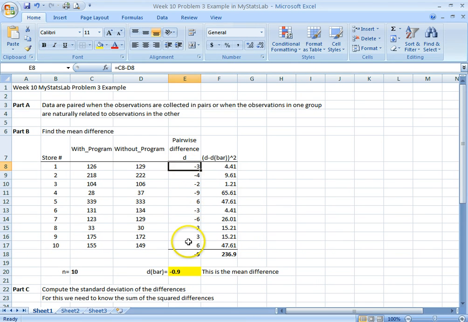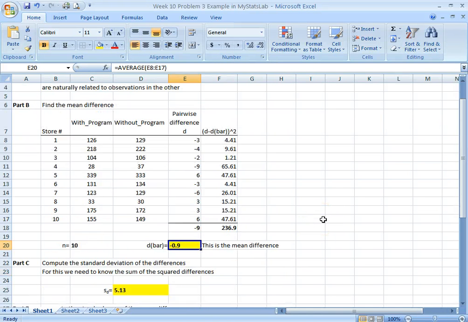List my sum, our answers here, difference between column C and column D, total here, which is the sum of all of these, but it asks us for the mean, so we know the mean is the average. So in this cell here you see I have equals average E8 to E17 of all of our data, so the average or the mean of these is negative 0.9. So that's our mean difference.